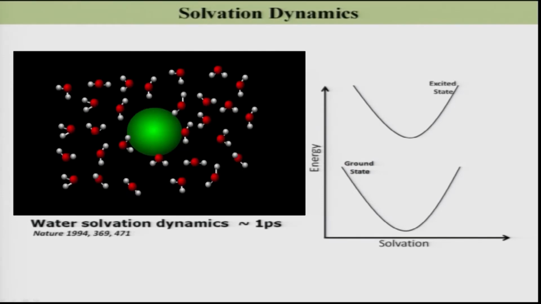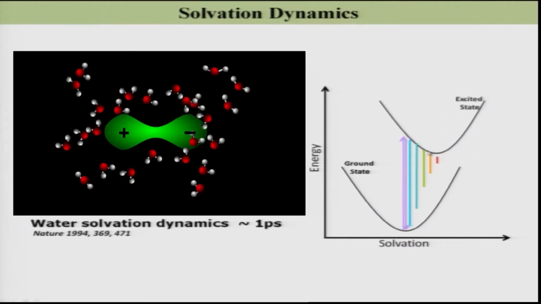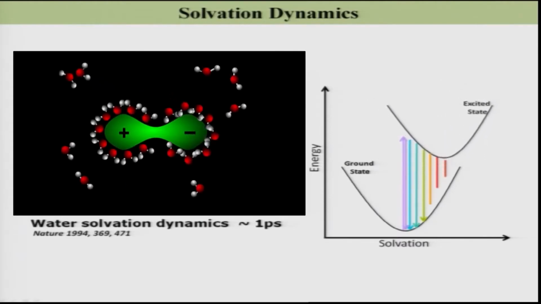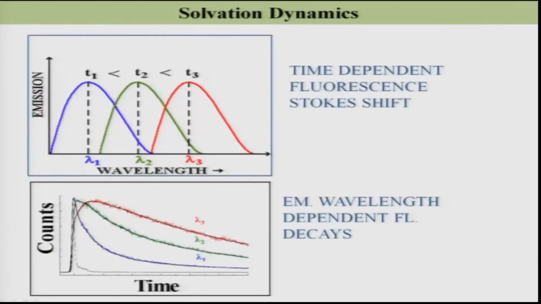Now, if we look at the energy of this excited state, during this solvation the energy will keep on decreasing, and finally it will be fully solvated. So the emission spectrum will start from here and end over here. That means I will get a time dependent emission spectrum. This is known as the time dependent fluorescence Stokes shift. The Stokes shift is changing because of the solvation.